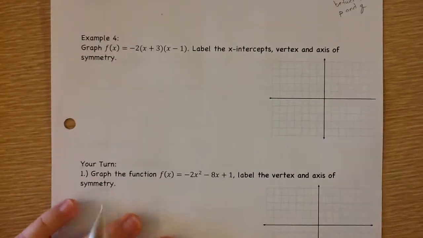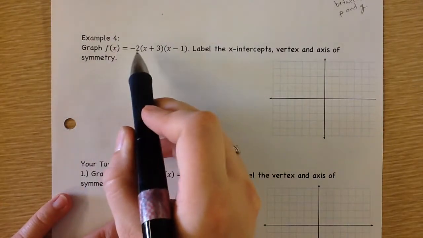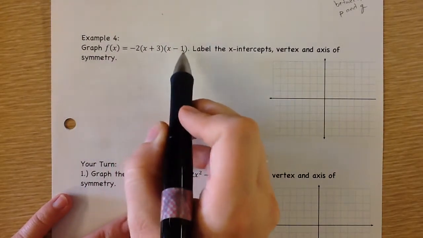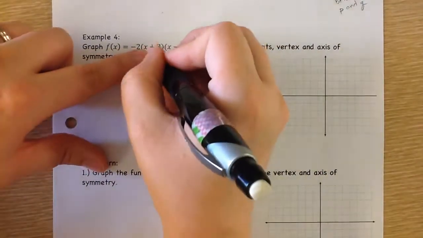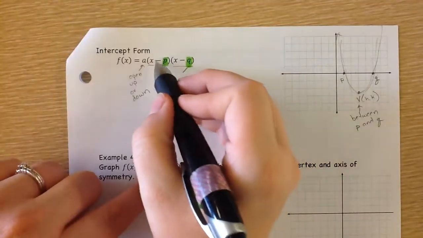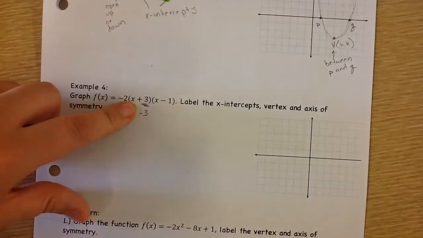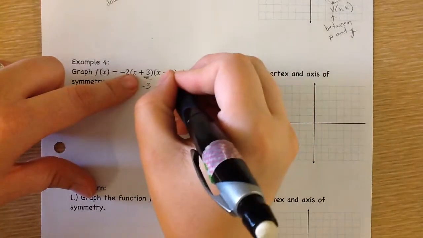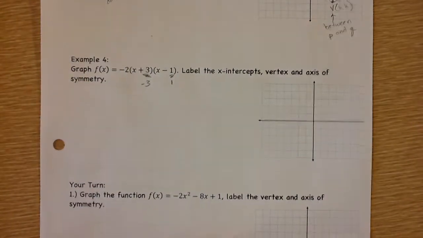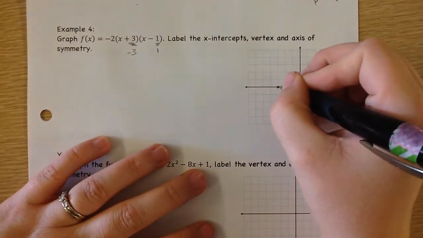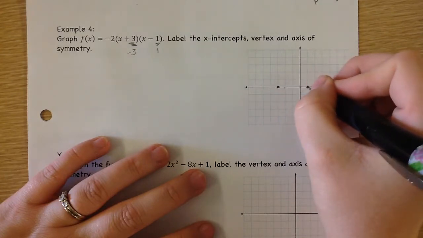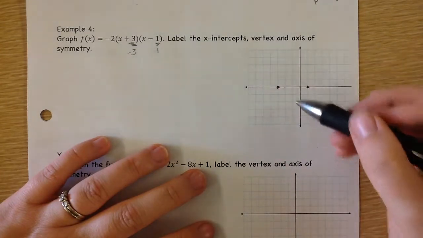Let's go ahead and look at one in intercept form. Here we want to graph f of x equals -2 times x plus 3 times x minus 1. So I know this is going to have intercepts at -3. Again, remember it's x minus p, x minus q. We'll get into more detail on why it's minus later on. And 1. So this is going to cross my x-axis at -3 and 1.